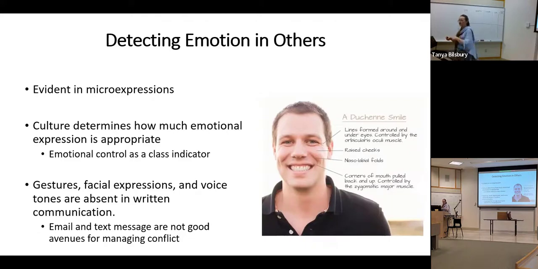The gestures, the facial expressions, and the voice tones that we use to read other people's emotions, that's part of our theory of mind, are not always there. They're not at all there in written communication. So they're not there in email and text messages, and we can misinterpret people's emotions really easily. We can misread them. It's an avenue where we can project our own feelings onto them. Thus, email and text are not great avenues for managing conflict, as I'm sure you've probably already discovered.